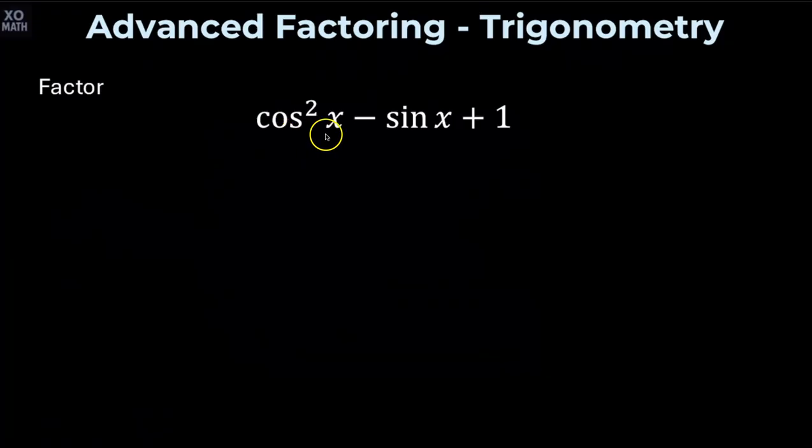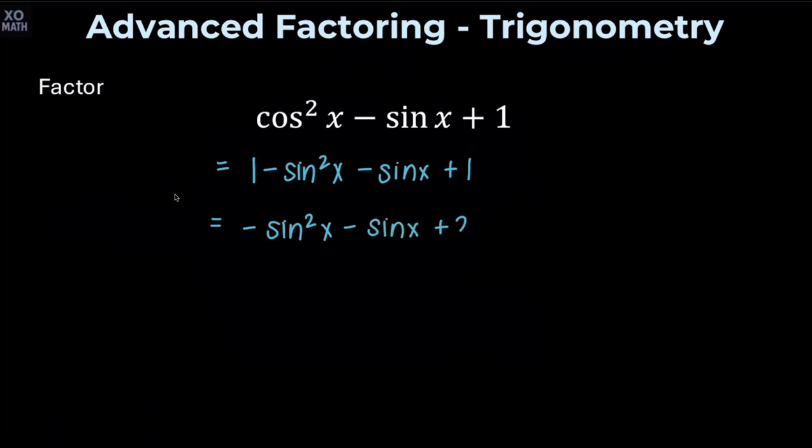Now let's factor cosine squared x minus sine x plus 1. And this sort of looks like it's in quadratic form, except the first function is cosine squared x, and then in the middle we have sine x. So we can't have two different trig functions and have quadratic form. So what we want to do is use an identity. We want to rewrite cosine squared x using the Pythagorean identity. So cosine squared x is 1 minus sine squared x. And just like that, we have all the same trig function. Let's combine the like terms. 1 plus 1 is 2. So we have negative sine squared x minus sine x plus 2.